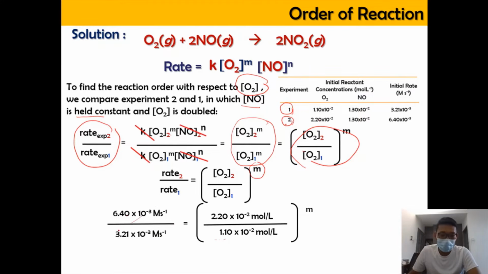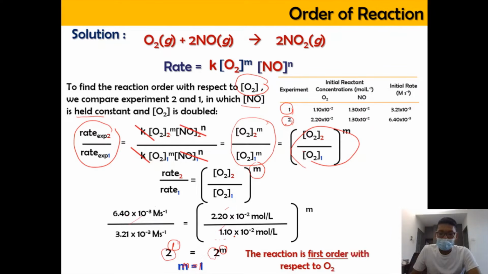So once we do the math, we will get 2 to the power of 1, which is 2, and 2 to the power of M. And this is the rule of indices. So the base here is the same, so you can directly know that M is equal to 1. Okay? So we can say that the reaction is first order with respect to oxygen, because M refers to the oxygen.